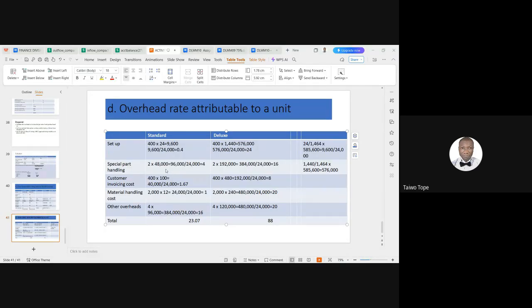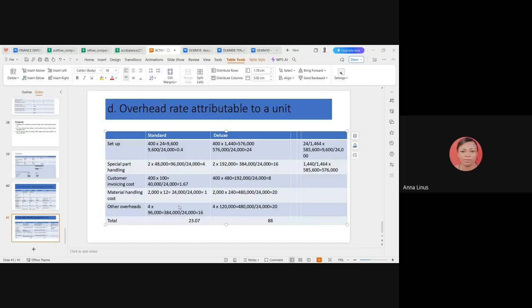Yes? Question, Esther? So just for the first method, how do we get 23.07 at the end? How did we get 23.07? 0.4 plus 4 plus 1.6 plus 1 plus 16. Okay. Thank you, sir.